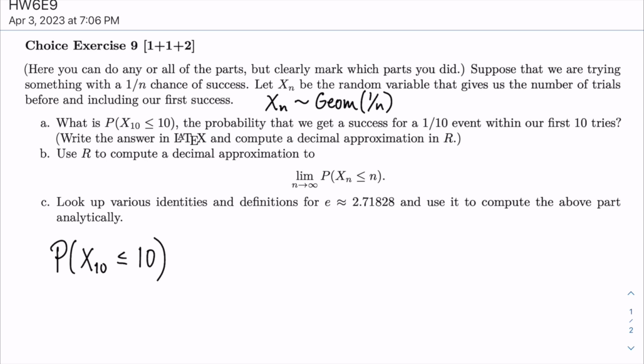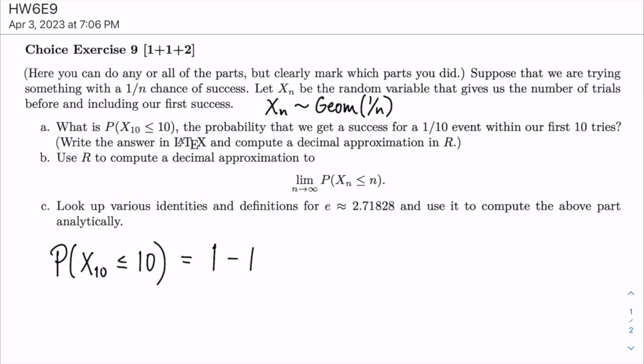So fewer than 10 tries, each try we have a 1 in 10 chance. And here's how we're going to think about it. There's multiple ways that we could do this, but the way we're going to do it is to say this is 1 minus the probability that x sub 10 is greater than 10. In order for x sub 10 to be greater than 10, we need to get a failure on the first try, the second try, the third try, all the way up to the 10th try. And so we can say what this is. What's our probability of failure? Well, it's going to be 9/10. And we need to do that 10 times in a row.